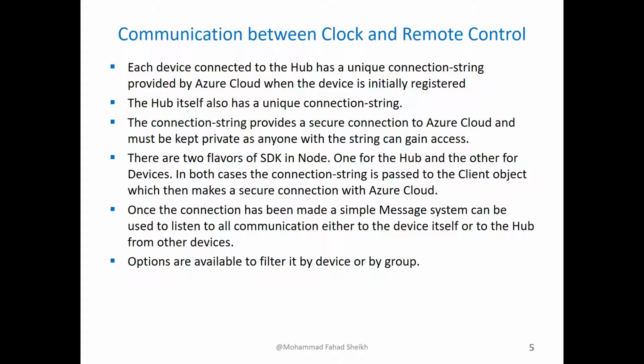There are several flavors of the SDK in Node. One is for the hub and the other is for devices. In both cases, the connection string is passed to the client object, which then makes a secure connection with the Azure cloud. Once the connection has been made, a simple message system can be used to listen to all communication either to the device itself or to the hub from other devices. Options are available to filter the messages by device or by group or even by hub.